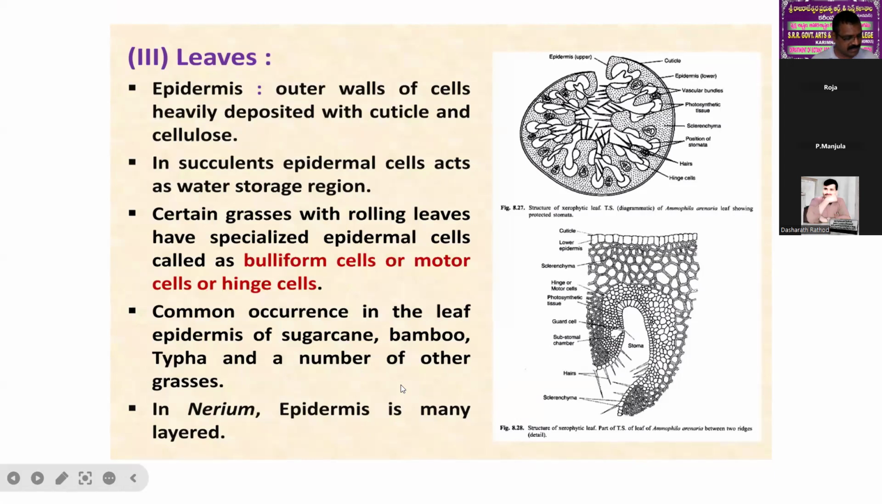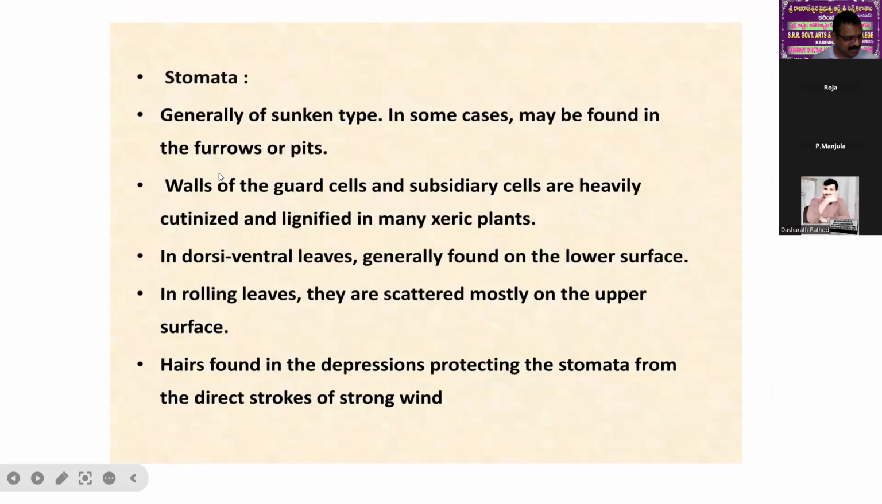In Nerium, the epidermis is multilayered. The stomata are of the sunken type, and in some cases may be found in furrows or pits also. The walls of the guard cells and subsidiary cells are heavily cutinized and lignified in many xeric plants. In dorsiventral leaves, stomata are generally found on the lower surface only, where upper and lower epidermis are present. In rolling leaves, they are scattered mostly on the upper surface. Hairs found in the depressions protect the stomata from the direct stroke of strong winds.